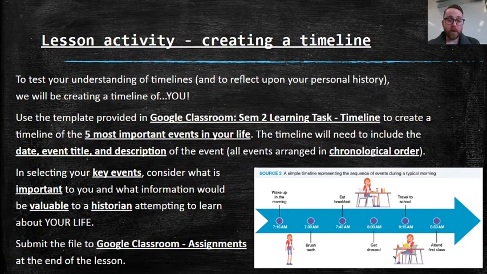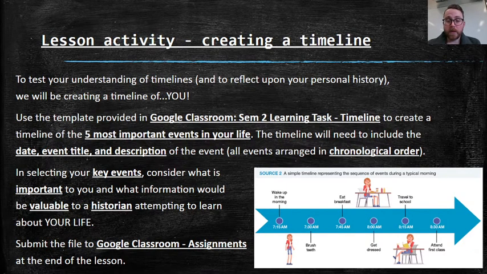So instead of having you write one out, obviously, and send me a really crappy photo of your timeline in black and white, I'm going to be giving you a template where you just need to enter in the information yourself. I've already set it up for you, and I'll show you what that looks like in a minute. And what you're doing in your timeline is recording the 5 most important events in your life. So top 5 events in your life.